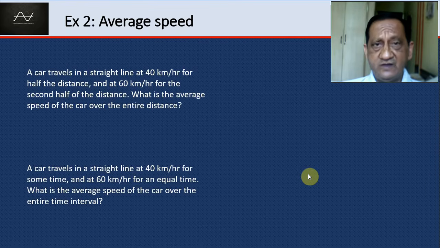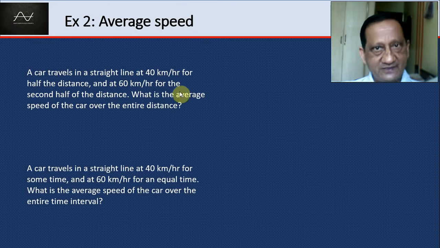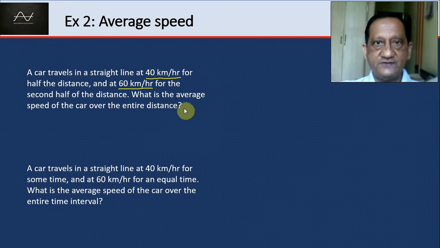Now, two wonderful questions that are going to teach you something. Okay, let us look at the first question. It is about average speed. A car travels in a straight line. It is 1D motion, so it will be on a straight line only. A car travels in a straight line at a speed of 40 kilometers per hour for half the distance, and the remaining half of the distance it covers at a higher speed of 60 kilometers per hour.